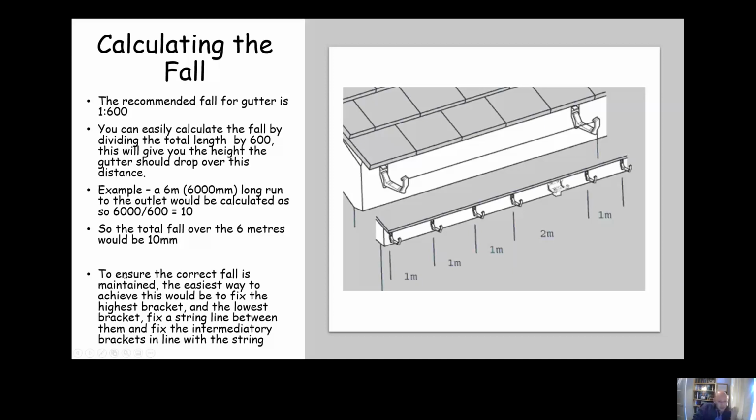So to make sure you get the correct fall, work out what the fall is going to be over that distance, fix your top bracket in position, and then go along to the other end of the run where the lowest point is going to be, measure that down from the edge of the roof, and then fix a string line between them. Then as you install the gutter fittings, you just offer up the fittings, the fascia brackets normally, up to the line, and then fix them in position, and you know that they're going to be at the right height.